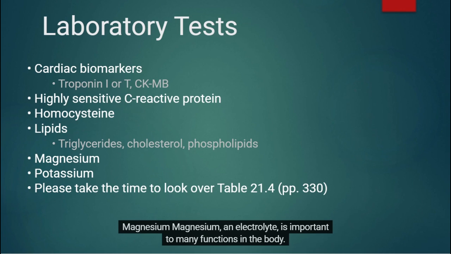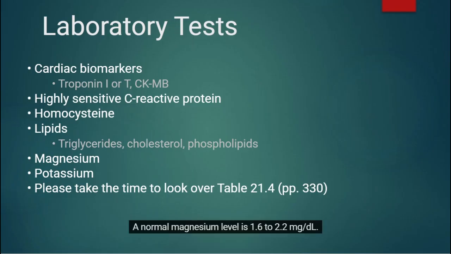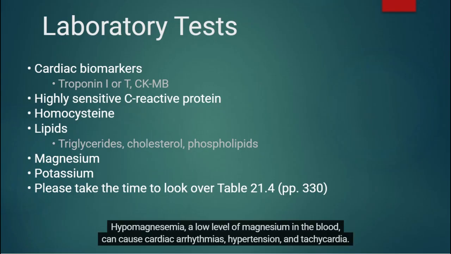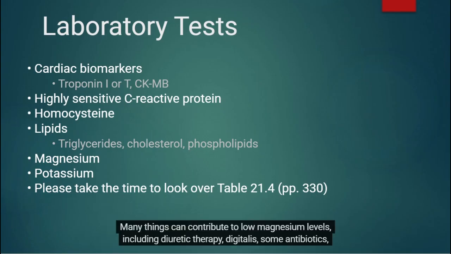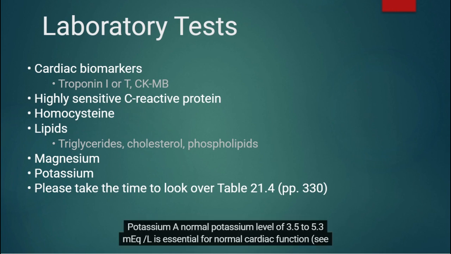Magnesium, an electrolyte, is important to many functions in the body. Among these is control of the heartbeat and regulation of blood pressure. A normal magnesium level is 1.6 to 2.2 mg/dL. Hypomagnesemia, a low level of magnesium in the blood, can cause cardiac arrhythmias, hypertension, and tachycardia. Many things can contribute to low magnesium levels, including diuretic therapy, digitalis, some antibiotics, diabetes mellitus, and MI.